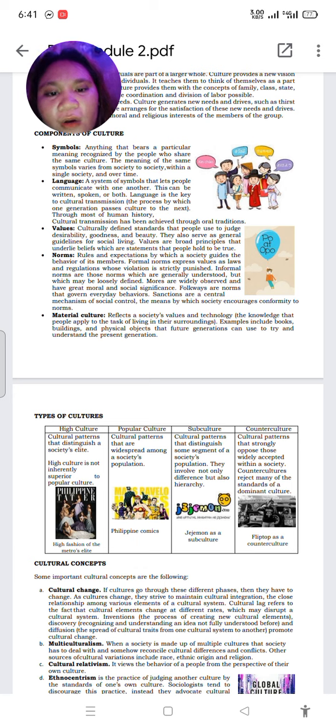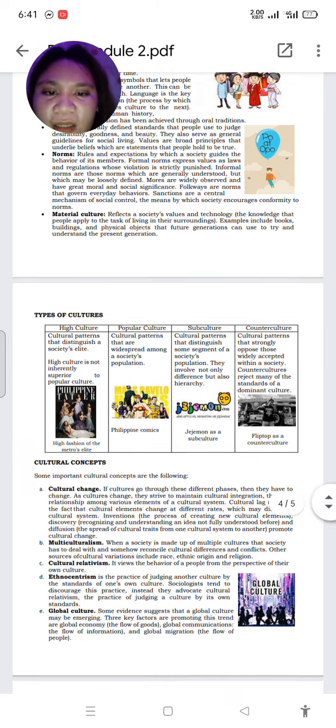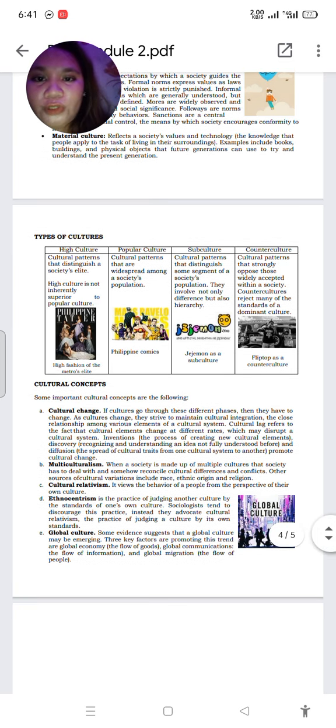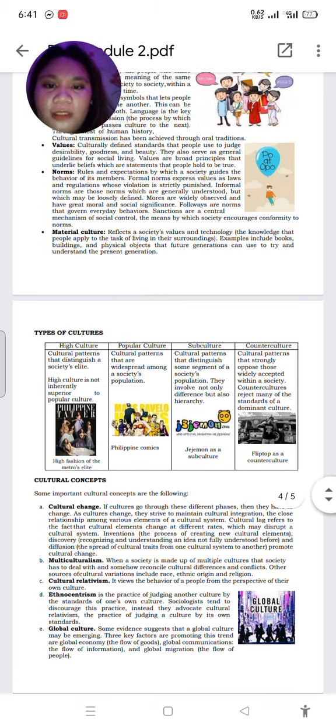So sanctions are a central mechanism of social control, the means by which society encourages conformity to norms. So that is norms. So material culture reflects a society's values and technology, the knowledge that people apply to the task of living in their surroundings. Examples include books, buildings, physical objects that future generations can use to understand the present generation. So that is material culture.